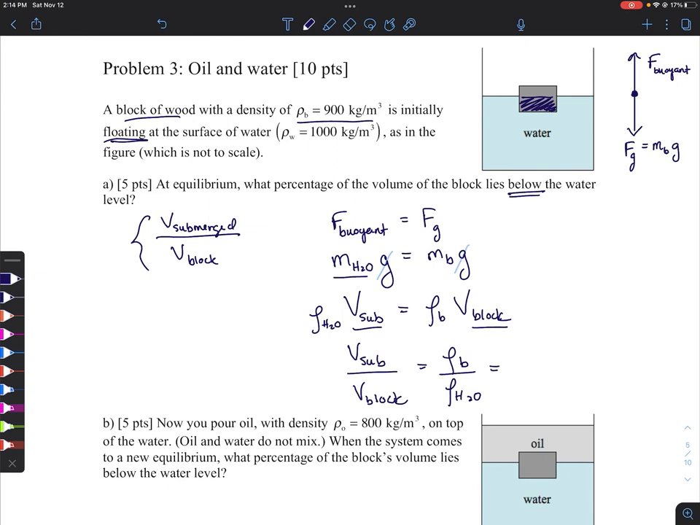And we know the density of the block is 900 kilograms per cubic meter, and the density of water is 1,000 kilograms per cubic meter, and that gives us 0.9, which is 90%. So 90% of the block is underwater at this point, so it's like most of it, so it's really probably down like that.